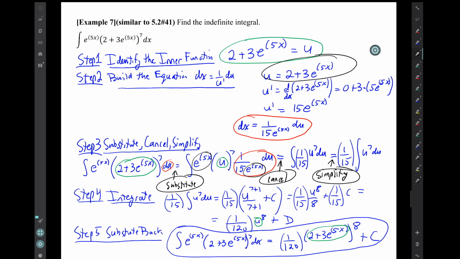Notice that we actually had an inner function that was itself a nested function. U was this circled mess, which had a nested function within it. We didn't have to deal with it. We just let u be the thing in parentheses, and everything else worked. We let u be sort of the biggest thing in parentheses.